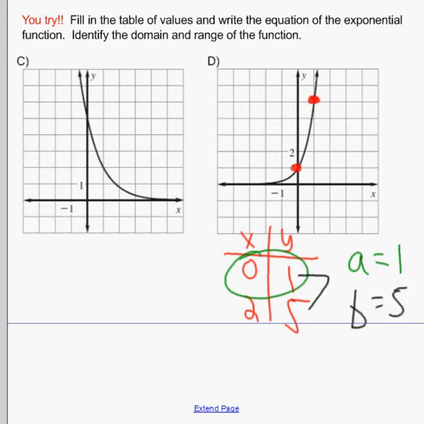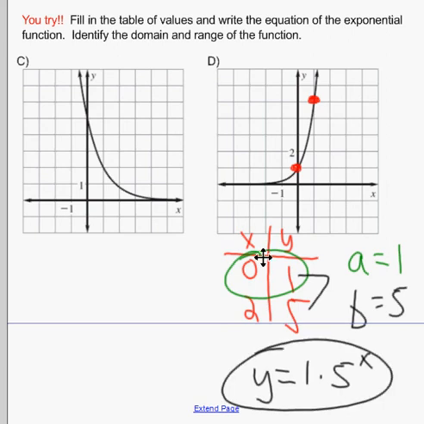And now I'm set, I'm ready to write my exponential function. All right? In this case, it would be y equals 1 times 5 raised to the x. And that should be your final answer.